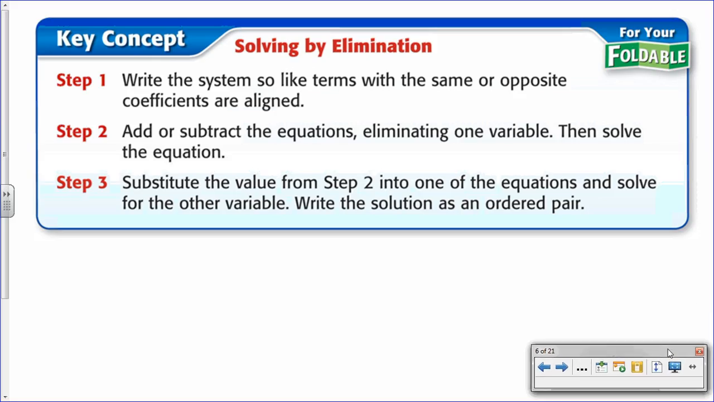Okay. Elimination. Step one, write the system so the terms are what? They're lined up. Okay. They're like on top of each other. Is everybody clear on that? That's the first thing you need to do, make sure that the coefficients are aligned. Step two, add or subtract the equations to eliminate one variable and then solve the equation. And then substitute back into one of the equations. All right? And solve for the other variable.